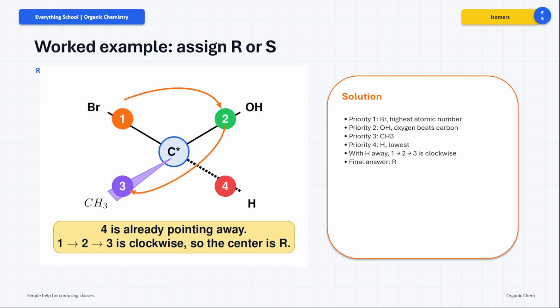Now place hydrogen pointing away from you. Trace 1 to 2 to 3. If the path goes clockwise, the center is R. If the path goes counterclockwise, the center is S. The most common mistake is forgetting to put the lowest priority group away. If priority 4 points toward you, the result must be reversed.